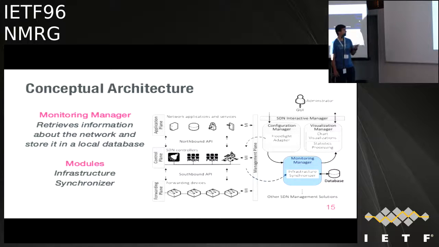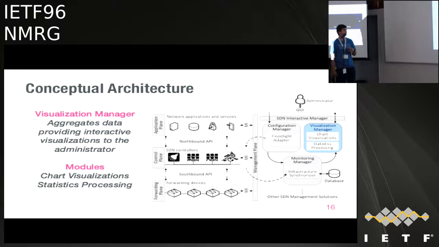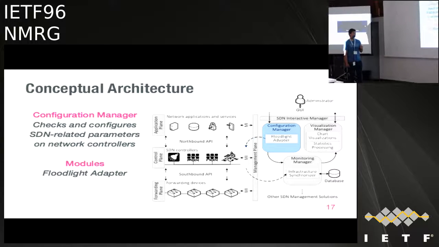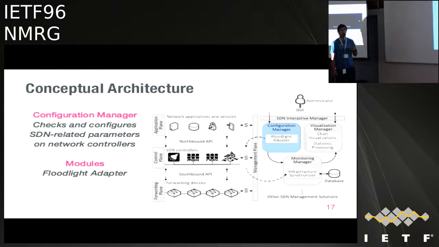The visualization manager aggregates data provided by the monitoring manager and also provides interactive visualizations to the administrator, through the graphical user interface. Its modules are the chart visualizations and the statistics processing. The last one, the configuration manager, is responsible for checking and configuring SDN-related parameters on network controllers. To do that, this component communicates with the same management interface to access and change the data from the controllers. Its module is the Floodlight adapter in our case.